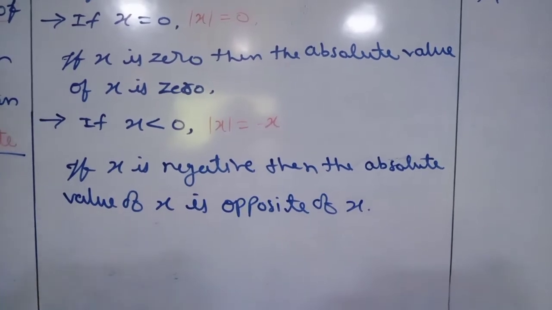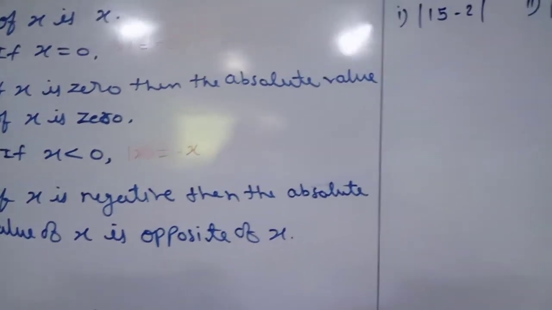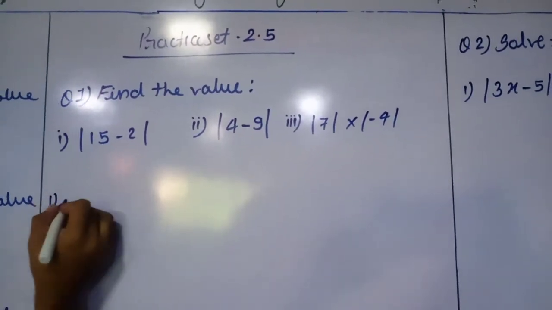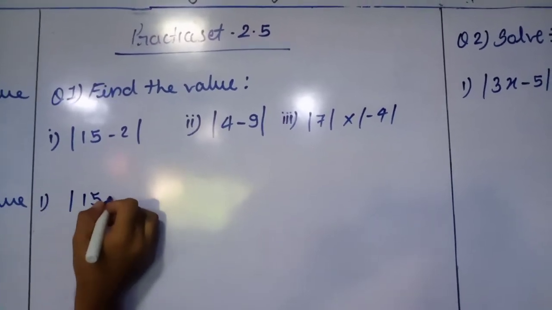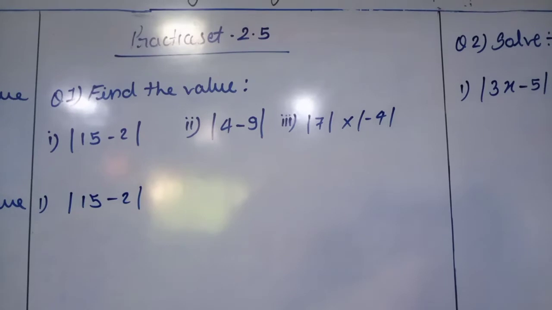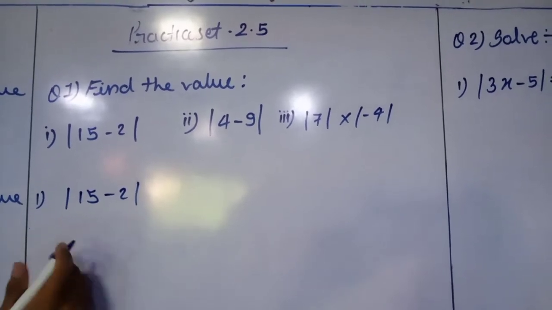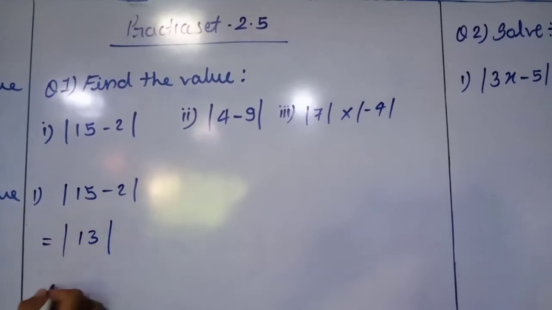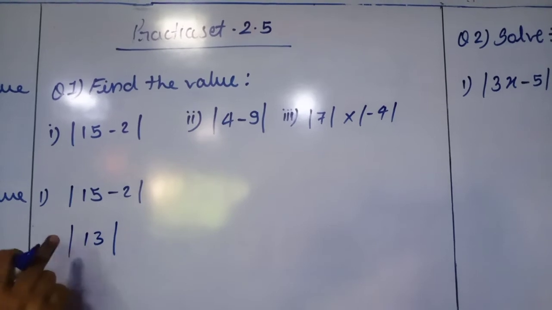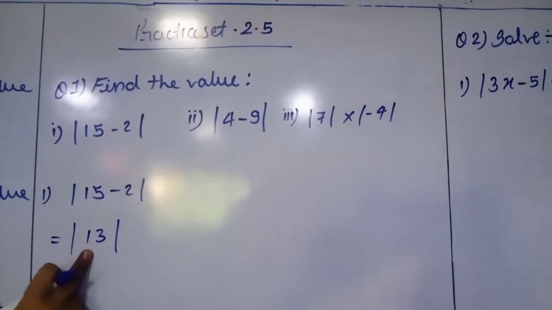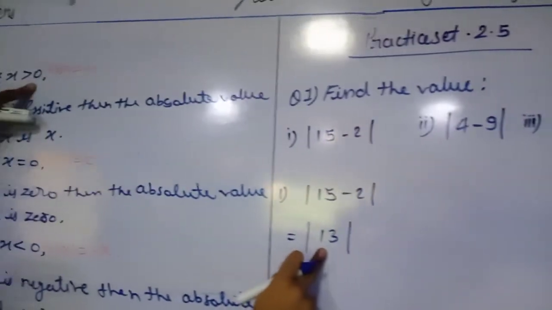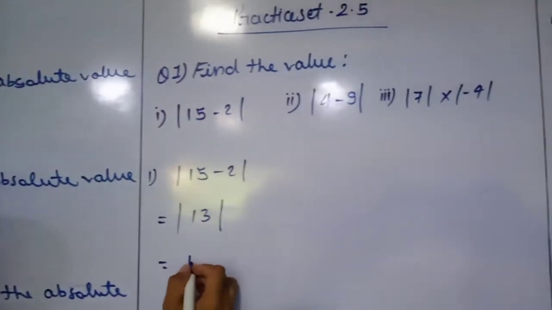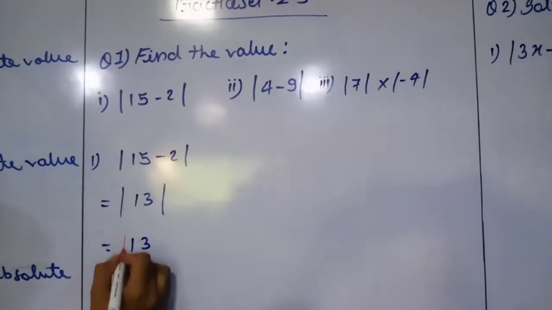Let's see practice set number 2.5. The first one, find the value. Let's start. Here we have the modulus of 15 minus 2. So what is the absolute value of this? We are going to solve it first. 15 minus 2, 13. Here we have the positive number 13 within the modulus. So by the first condition, if x is greater than 0, then the absolute value of x is x. So 13 is our answer.